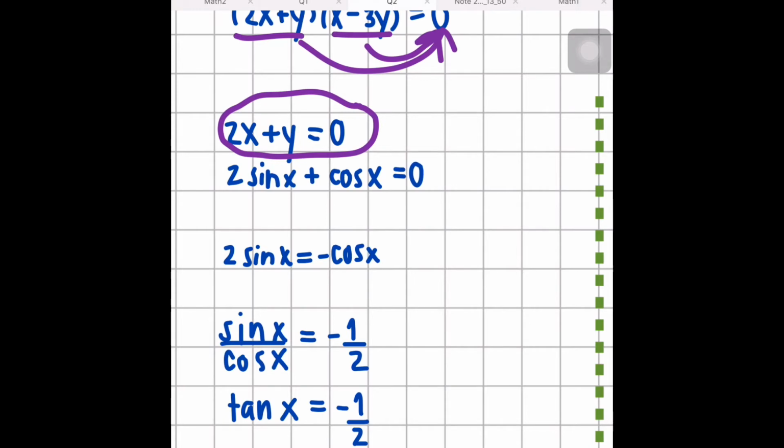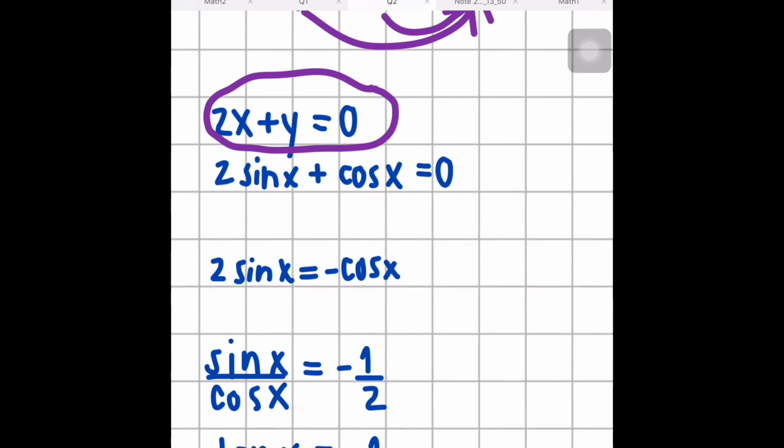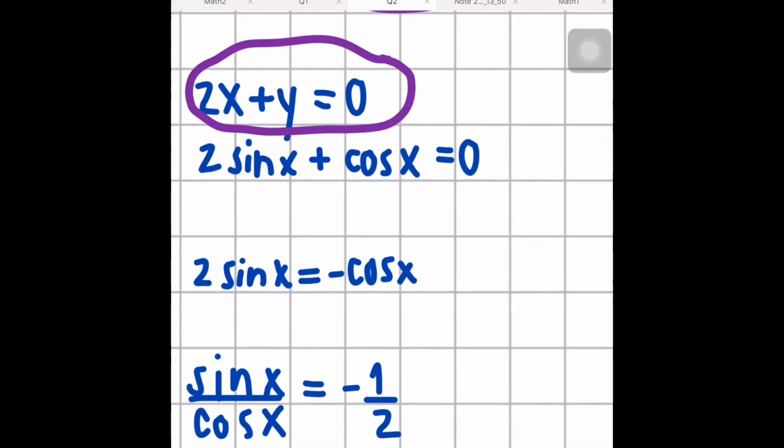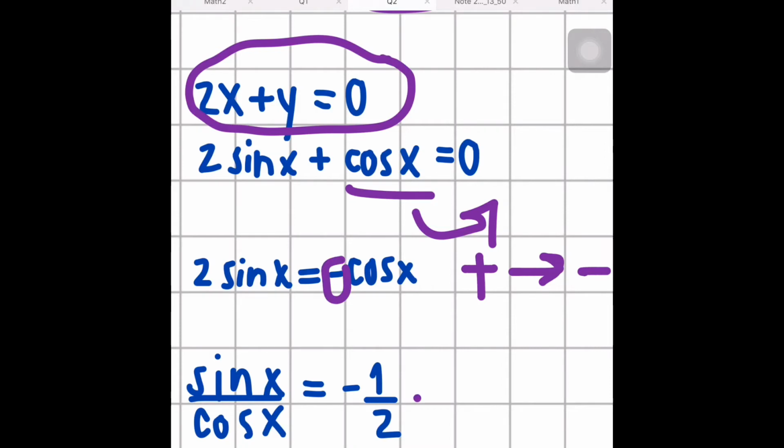Then substitute sine and cos back into the equation. It will be 2 sine x plus cos x equal to 0. Then move cos to the right side. Plus will be minus. So 2 sine x equal to minus cos x.